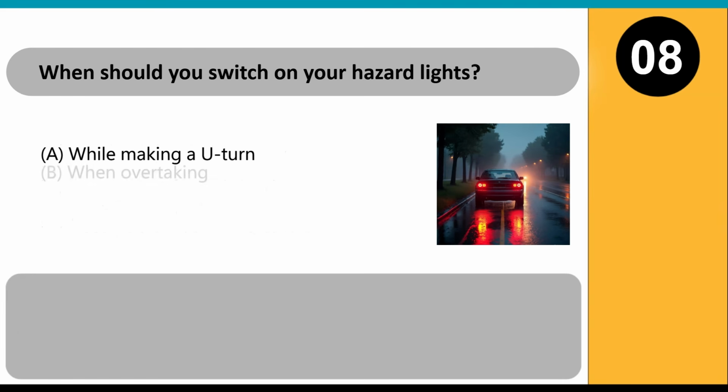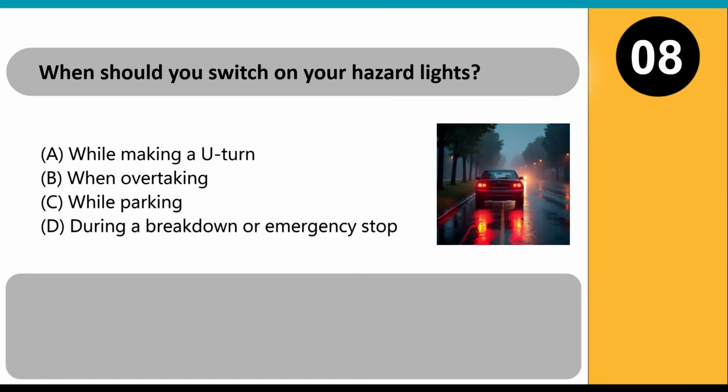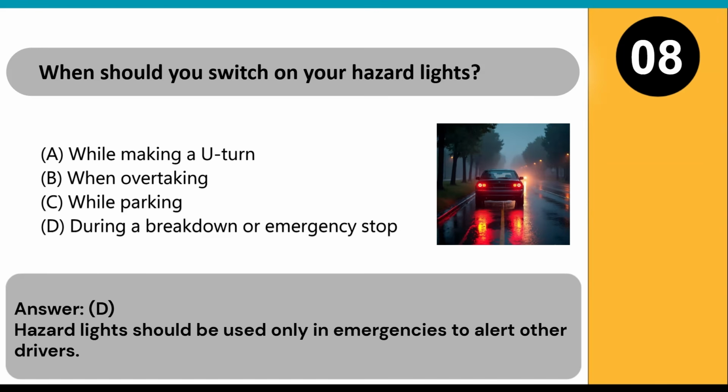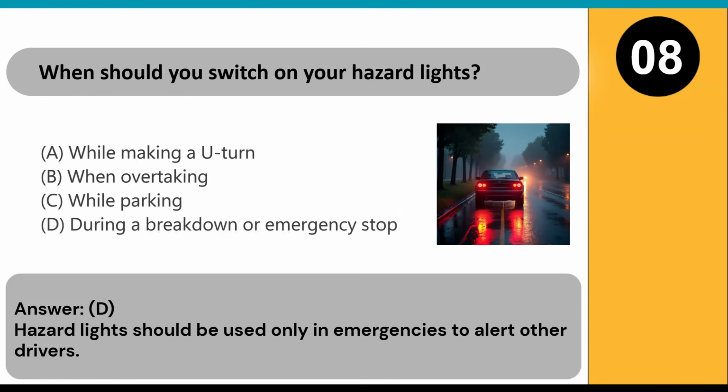When should you switch on your hazard lights? A. While making a U-turn. B. When overtaking. C. While parking. D. During a breakdown or emergency stop. Answer: D. Hazard lights should be used only in emergencies to alert other drivers.